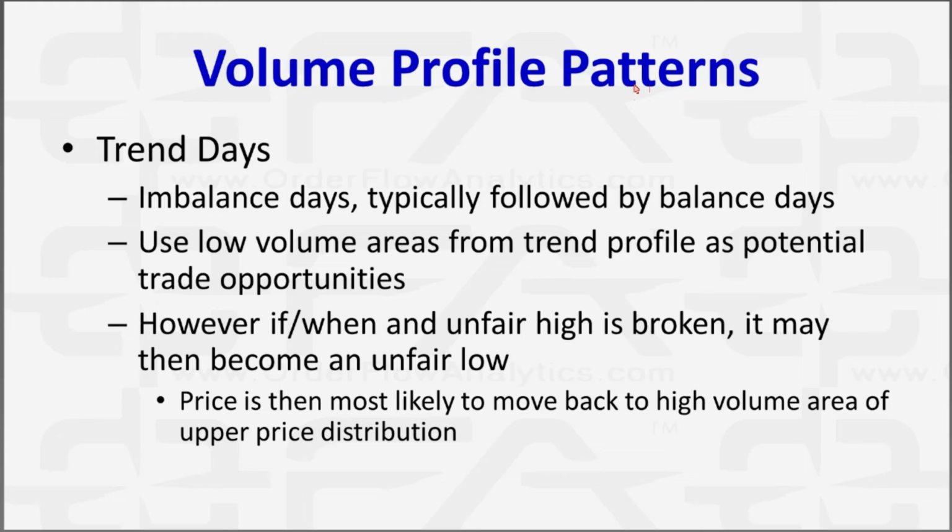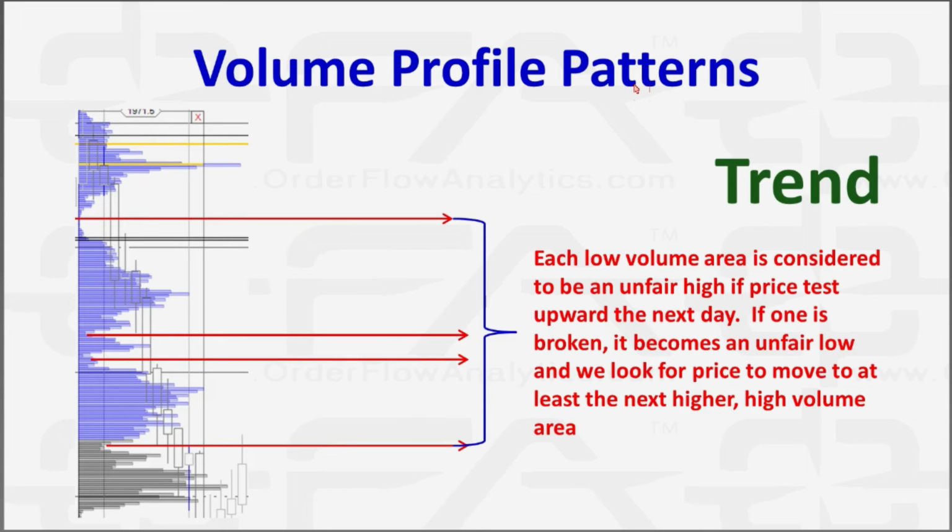However, if and when an unfair price is broken, again, it may become an unfair low. That's the whole scenario where resistance is now support, support is now resistance. And again, once price comes through an unfair high or low, it's most likely to move towards the high volume area because what? That's fair price. So in the trend, each low volume area is considered to be an unfair high if price tests up next to it the next day.